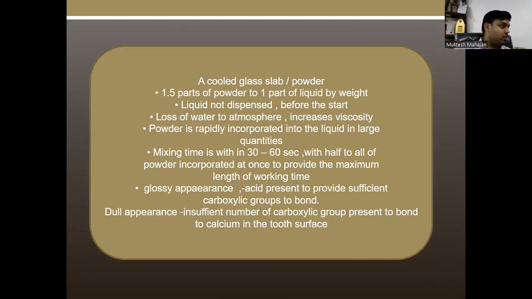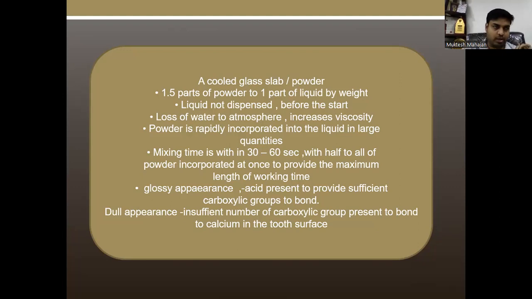The manipulation process is given. Use a cool glass slab, 1.5 parts of powder to 1 part of liquid by weight. The liquid is not dispensed before the start, as loss of water to the atmosphere increases the viscosity. Powder is rapidly incorporated into the liquid in large quantities. Mixing time is within 30 to 60 seconds, with half to all of the powder incorporated at once to provide the maximum length of working time.